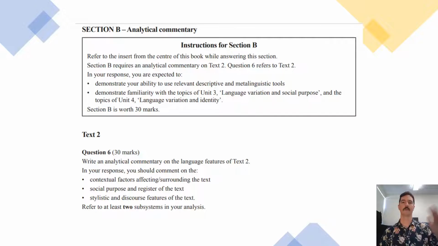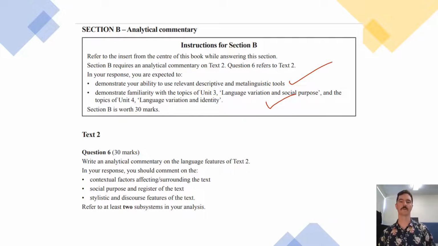So you've got your instructions there. Of course, you're expected to demonstrate your ability to use the relevant descriptive and metalinguistic tools. That's everything we ever do. You're looking for combinations of metalanguage. Demonstrate familiarity with the topic of the unit: language variation and social purpose, language variation and identity. So of course, touching on the interlocutors or the writers, the people that have created the text, their identity and how that fits within the Australian sphere.